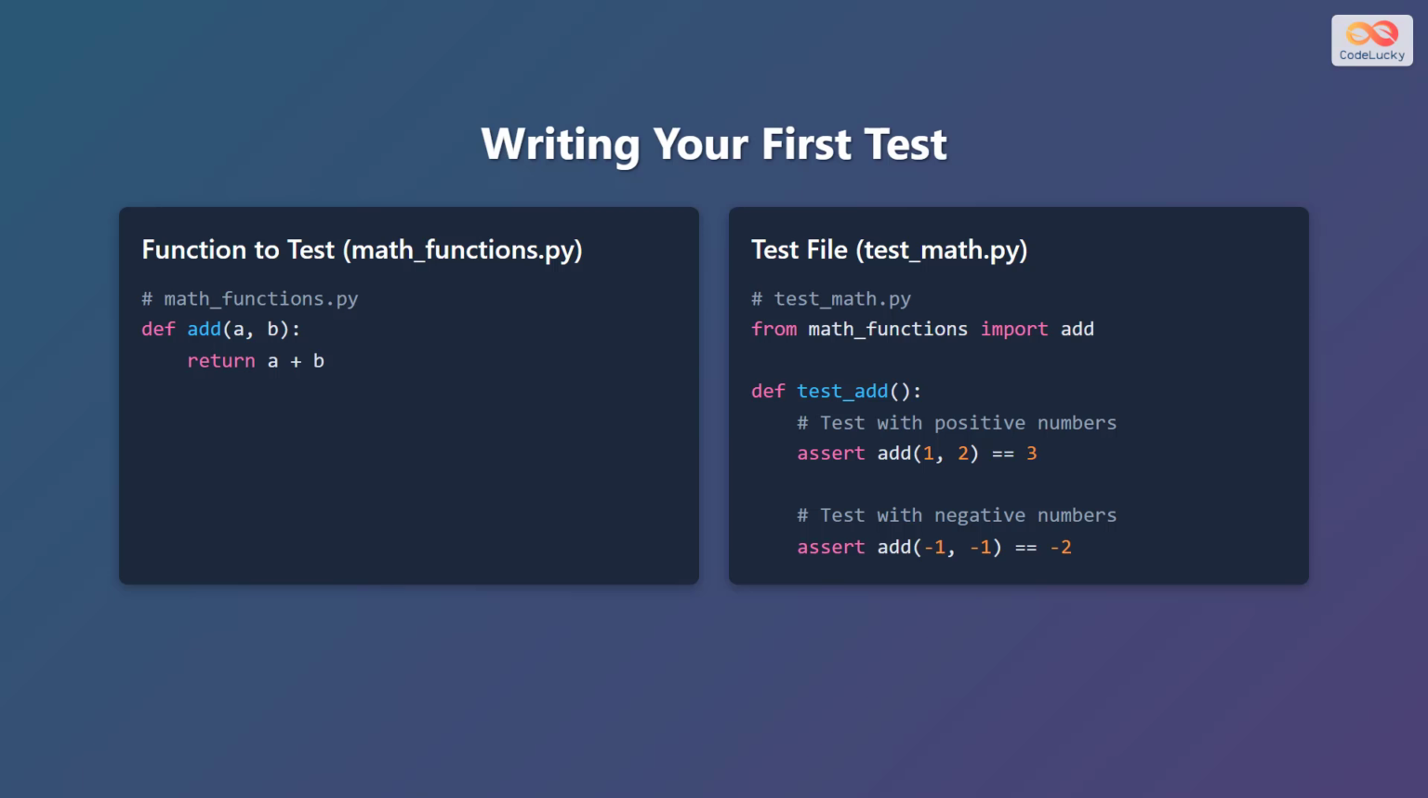Define a test function named test_add. Inside this function, we use assertions to check the output of the add function with different inputs. The first assertion checks if adding 1 and 2 equals 3, and the second assertion checks if adding -1 and -1 equals -2.